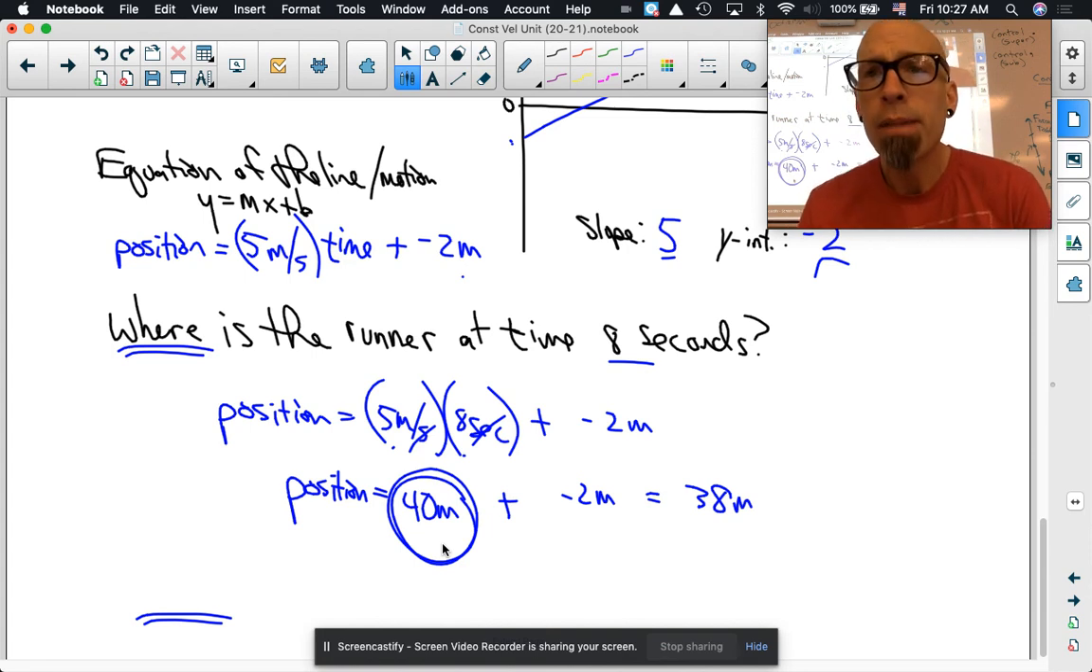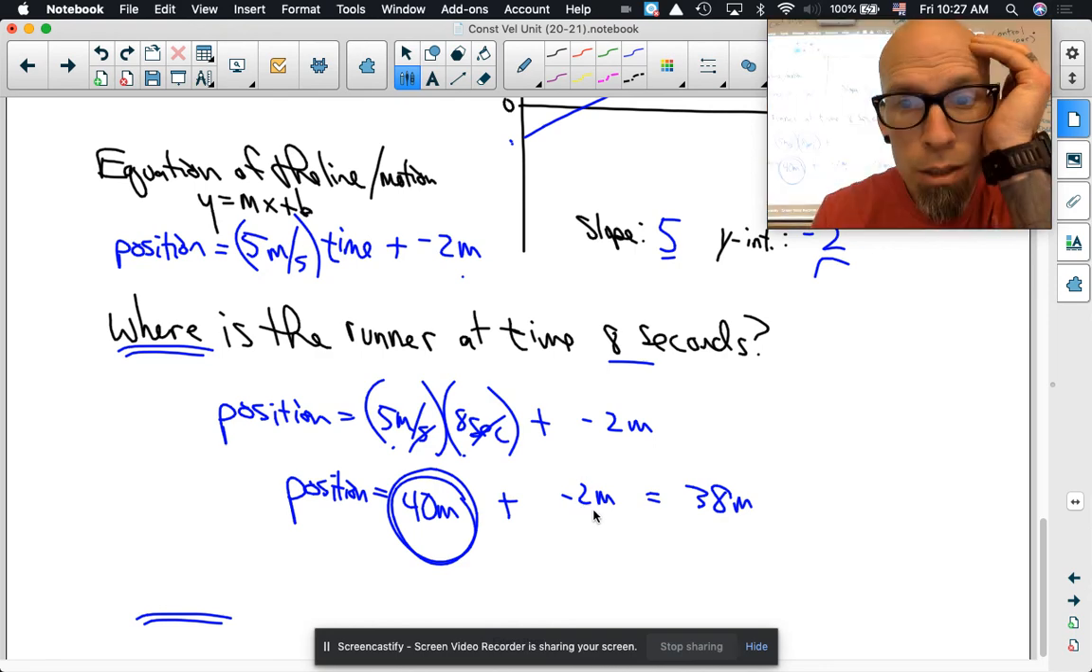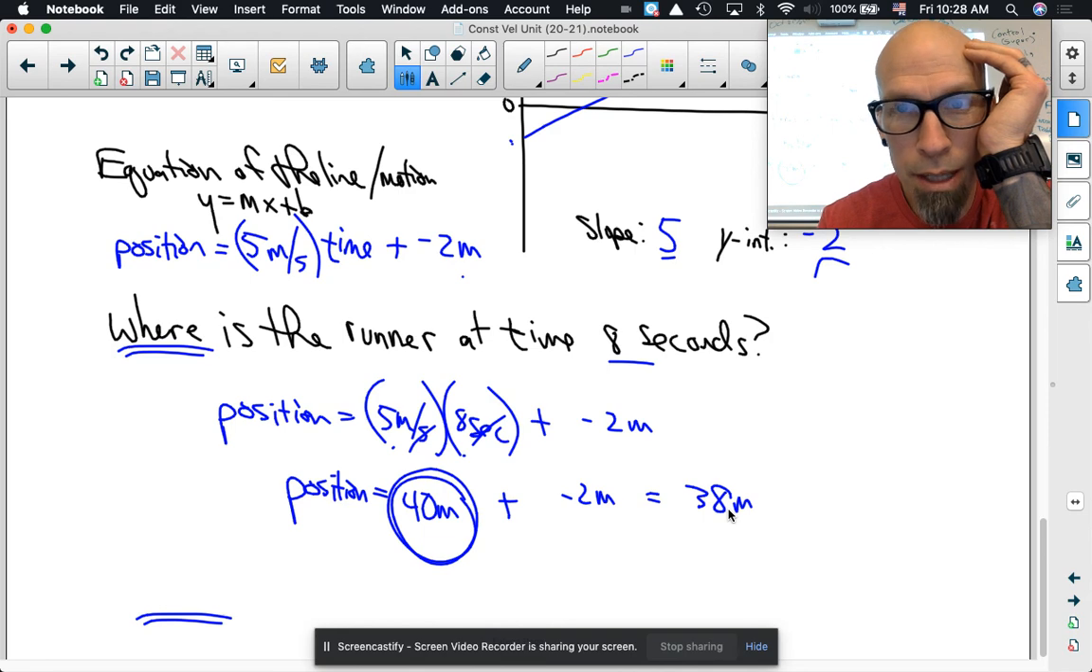So again, 40 meters is how far the person went. If you're going 5 meters every second and you do that for 8 seconds, you will have gone 40 meters. That's how far you went. But that's not where you are. Where you are is how far you went plus where you started. And because the person started on the negative side of 0 by 2 meters, then the person can't be at 40 meters. They went 40 meters, but they're only at 38 total because they started behind the 0 by 2 meters. Hopefully that makes sense.